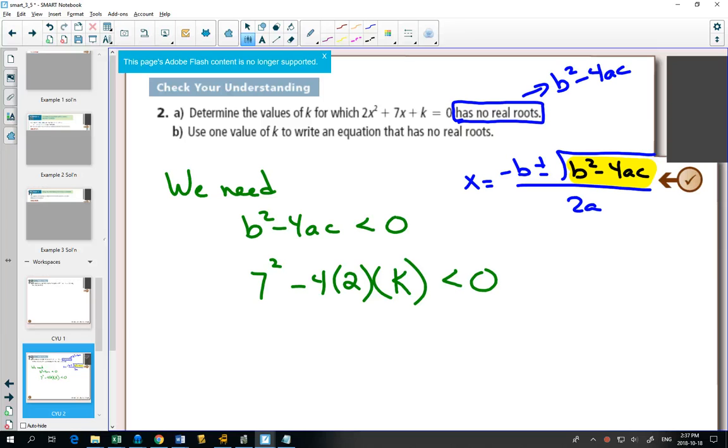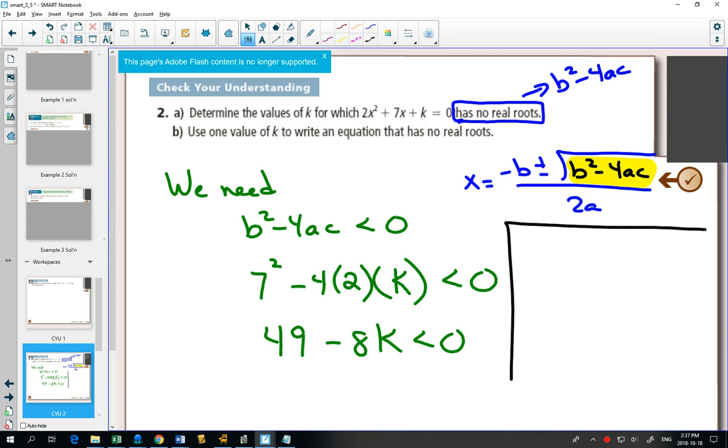What would you like to do with this next? Multiply the numbers out to make them easier? Okay, 7 squared is 49. 4 times 2, this will be minus 8k less than 0. Inequalities act like an equal sign except for one special rule. Do you remember the one special rule where inequalities do something different? Something about switching them. Sometimes you switch the inequalities when you divide by a negative or if you multiply by a negative. So the special inequalities rule, maybe it's nice to remind ourselves up here off to the side.